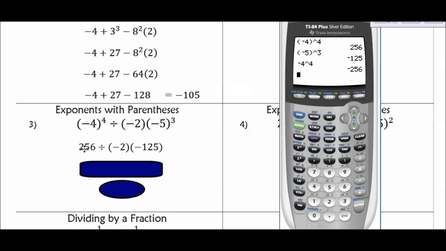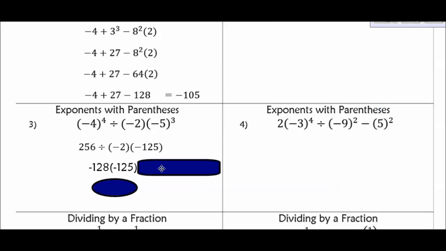From there, we're going to do this division first before the multiplication. We're working left to right. So 256 divided by negative 2 gives us negative 128. We keep the multiplication there. It's negative 128 times 125. That gives us 16,000.